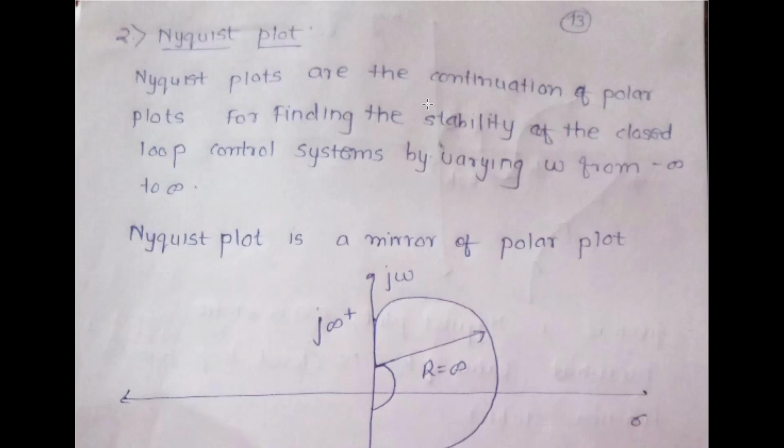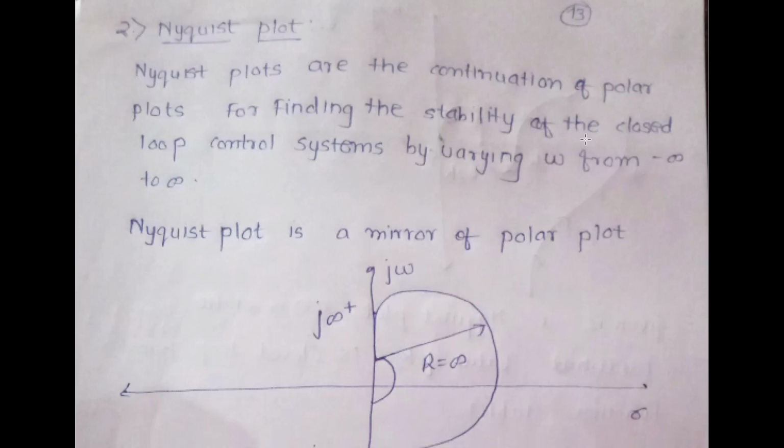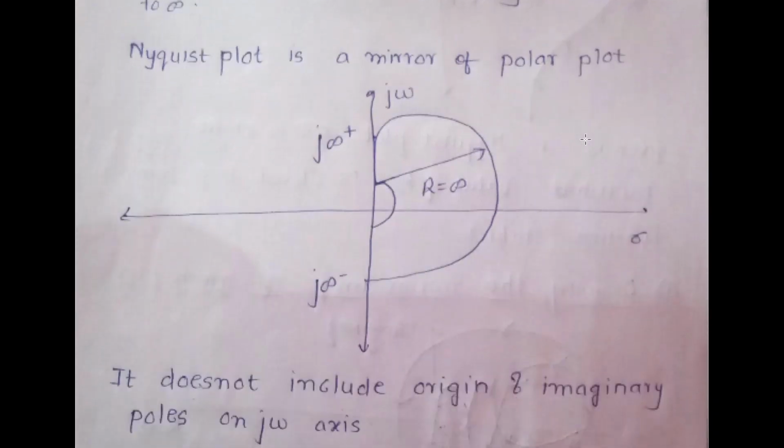So let's begin with the Nyquist plot. So what is a Nyquist plot? Nyquist plots, as I said, are a continuation of polar plots. We have learned about polar plots. If you go one step ahead, it gives you the Nyquist plot, and the Nyquist plot gives you the stability of the closed loop system, as I already mentioned. So let's try to understand what a Nyquist plot is.